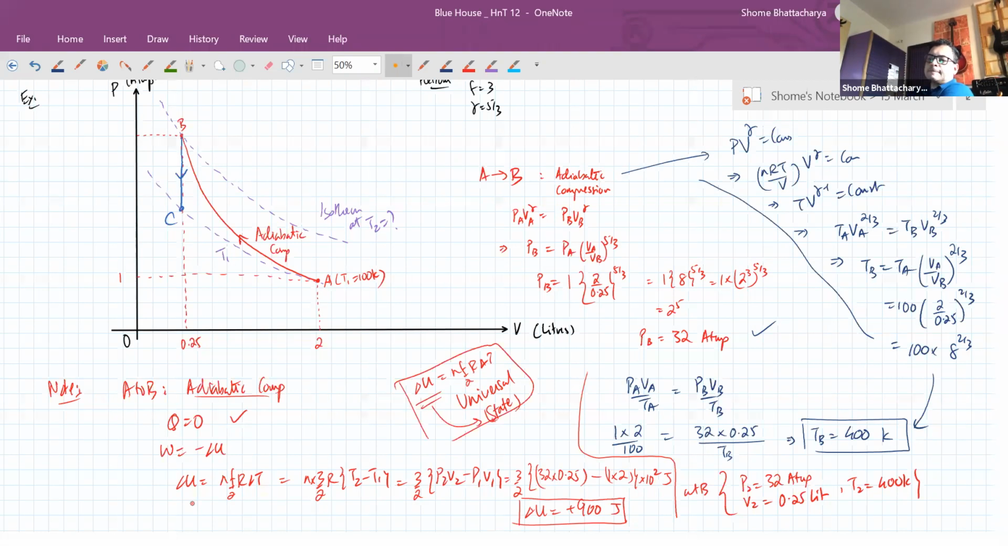W, that is nRT log of final by initial. For isochoric, it becomes nCV delta T. So that is the same thing as delta U. So the path function quantities Q and W, their formula is different for the different processes, whereas the single state function delta U has a universal formula. Okay, Shikhar, hope the point is clear, beta.